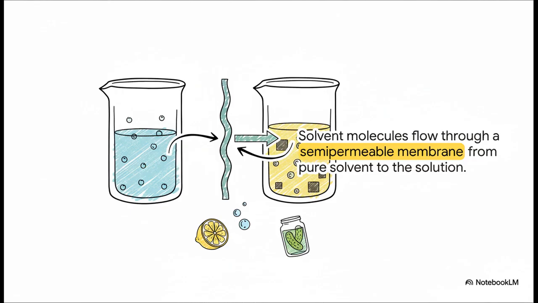You can think of it like a security guard that only lets the small water molecules pass through, but it blocks the bigger solute particles, like salt. Now, on one side, we have pure water, and on the other, a salt solution. Nature always wants to create a balance, so the water molecules will automatically start flowing from the side where there are more of them, the pure side, over to the side where there are fewer, the solution side. This natural movement is osmosis.